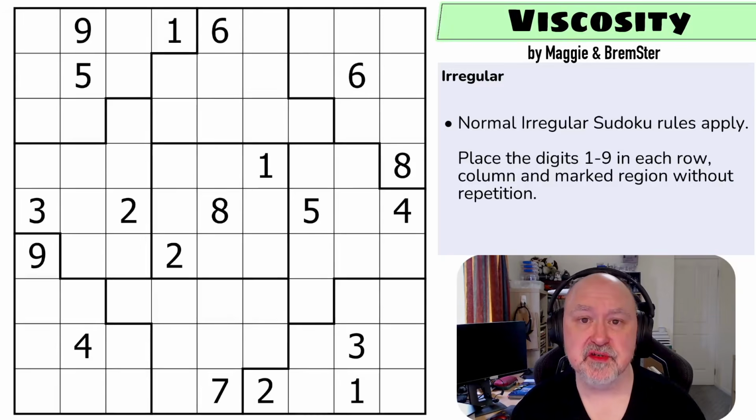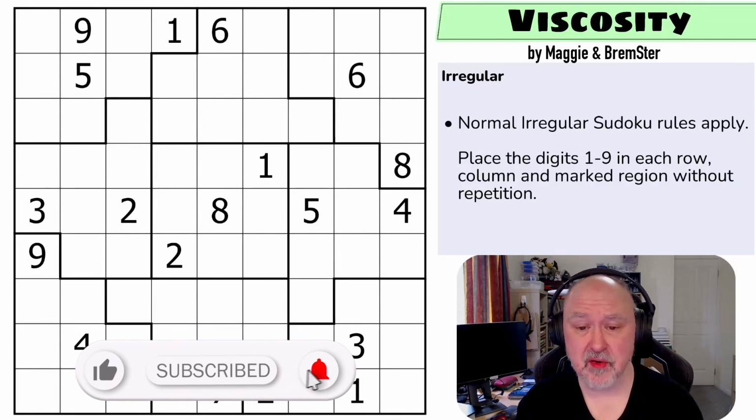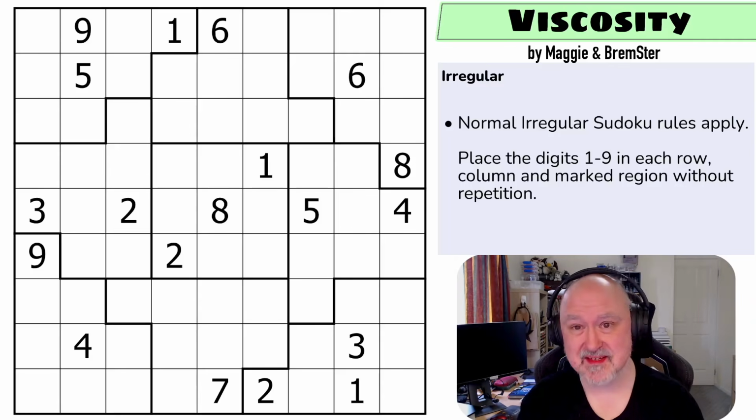I'm back to Sudokétudes set 7, which is, of course, the 7th set of dozen puzzles, which are all about short lessons in Sudoku, or practice pieces, or whatever you want to call them, normally focusing on a single constraint, sometimes breaking that rule, and this set is going to break that rule a couple of times, and this will also break the simple a couple of times as we get onto some of the later puzzles. But this is Viscosity by Maggie and BremSter.